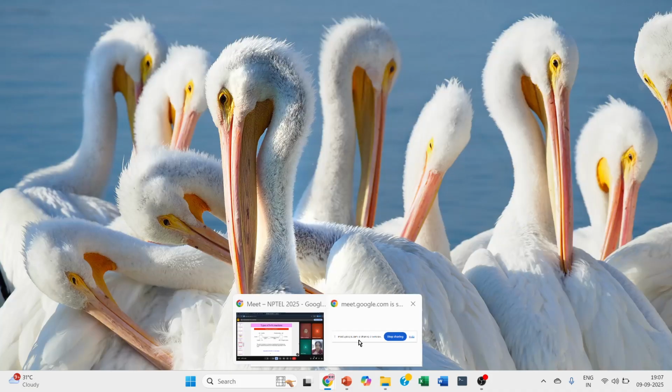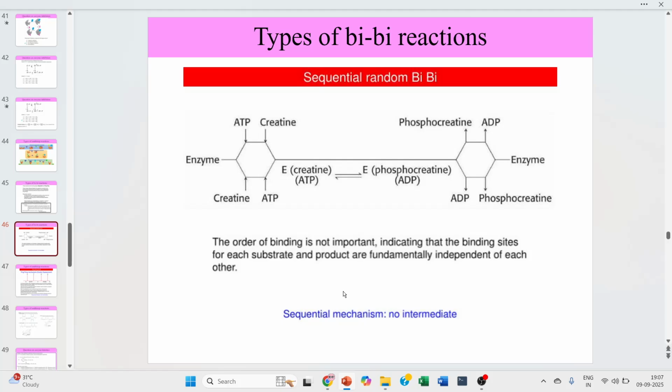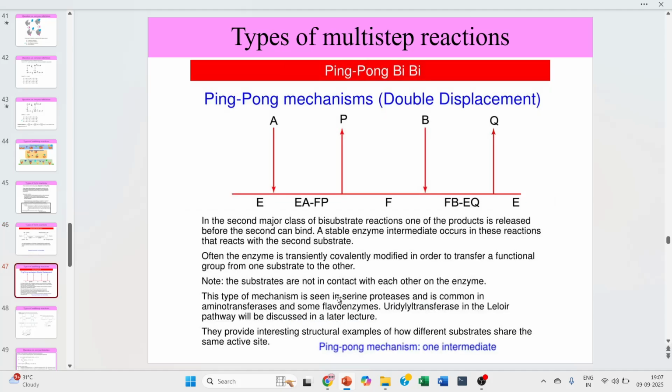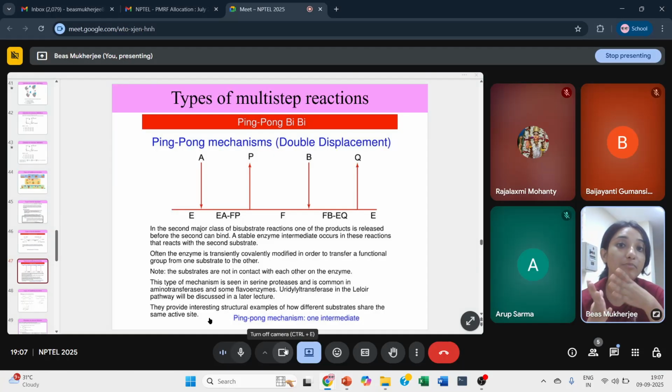Okay, so one of the examples is this creatine to phosphocreatine, right? And this particular ATPase is involved over here, that is happening. Okay, now we have the next one. Next one is ping pong mechanism, ping pong bi-bi, double displacement. Okay, so let's see what is happening in this bi-bi reaction.